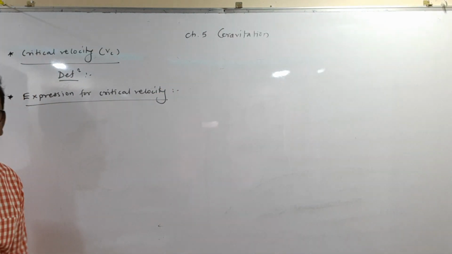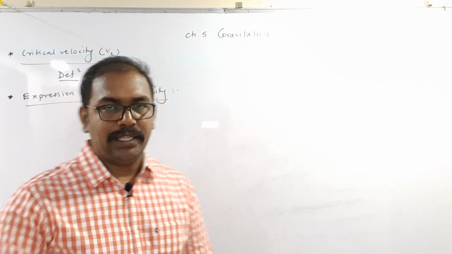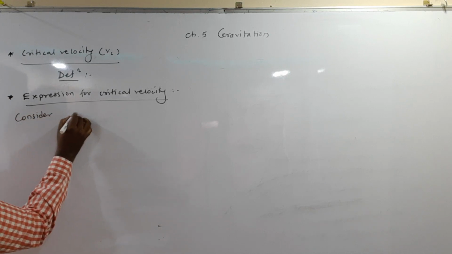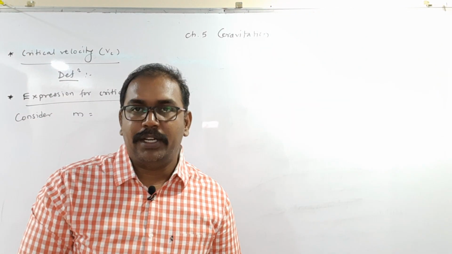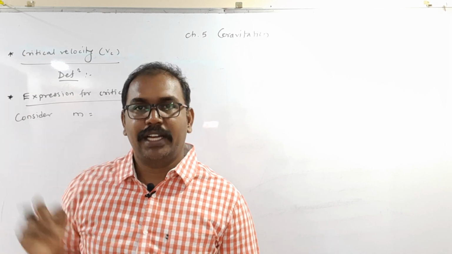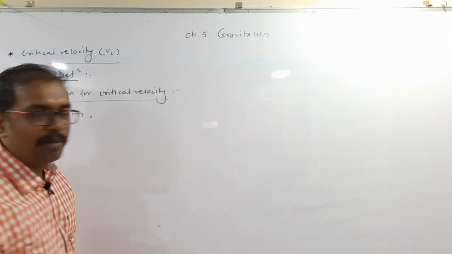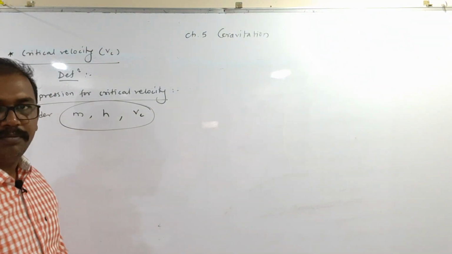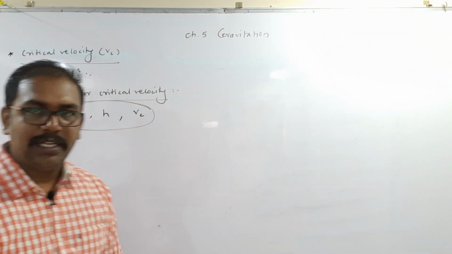Now pay attention here. We have to consider a satellite whose mass is m, small m. Consider a satellite of mass m revolving in a circular orbit. If it is revolving in a circular orbit, then the only velocity is the critical velocity. Consider a satellite of mass m revolving in a circular orbit at height h with velocity vc. We consider these three terms: satellite of mass m, height of the satellite, and critical velocity, meaning velocity of the satellite.